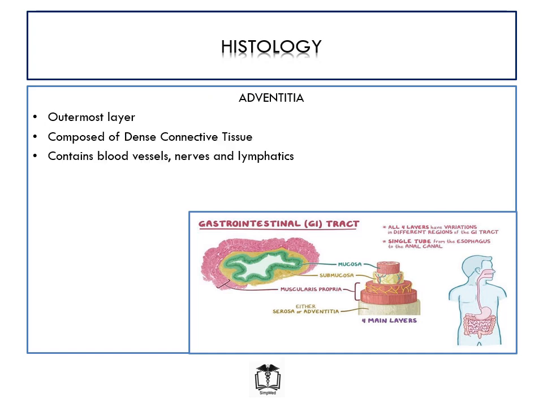Finally, we have the adventitia. The adventitia is the outermost layer. It's made up of dense connective tissue. It contains blood vessels, nerves, and lymphatics that help in supplying the outer part of the esophagus.